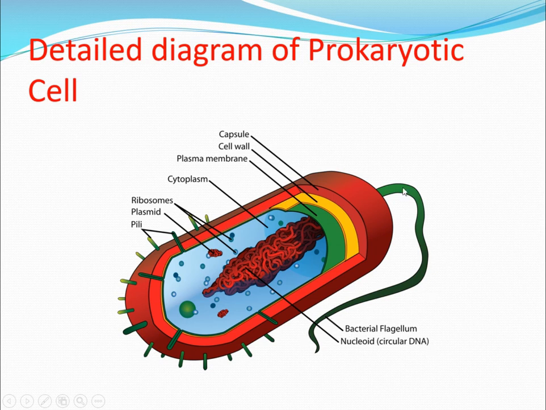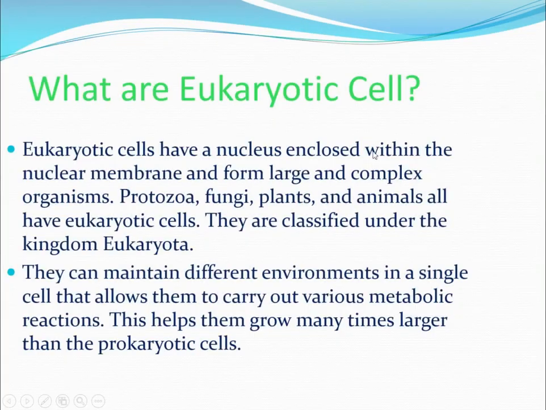Now this thin thread-like structure is the bacterial flagellum, and the nucleoid is the red thread-like structure. So this is the circular DNA as well, the nucleoid. So let's move to the next slide.